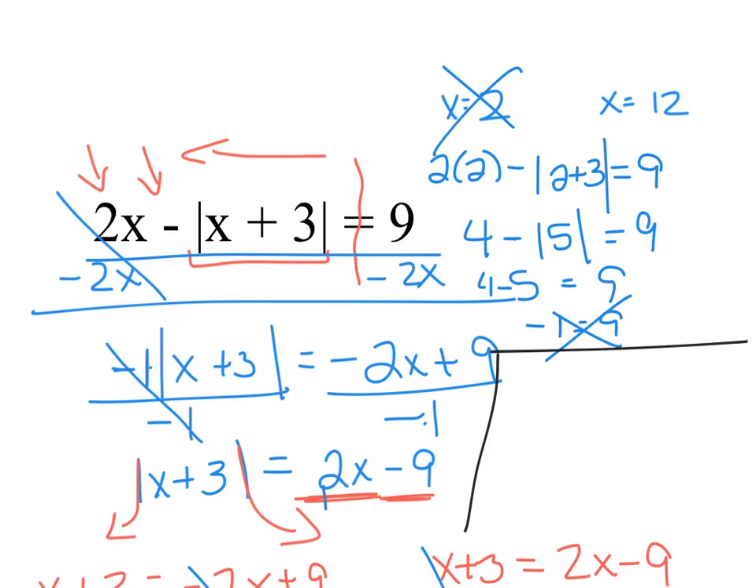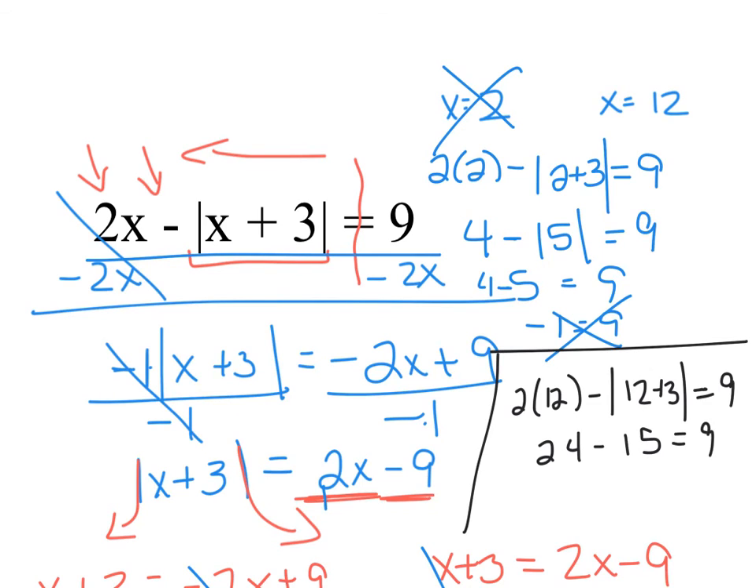The other one, we want to try x equals 12. So it's 2 times 12 minus the absolute value of 12 plus 3 equals 9. So this is 24 minus 15 equals 9, or the absolute value of 15, which is just 15 in this case. So 24 minus 15 is 9. 9 equals 9. Checks. So the only solution there is 12.